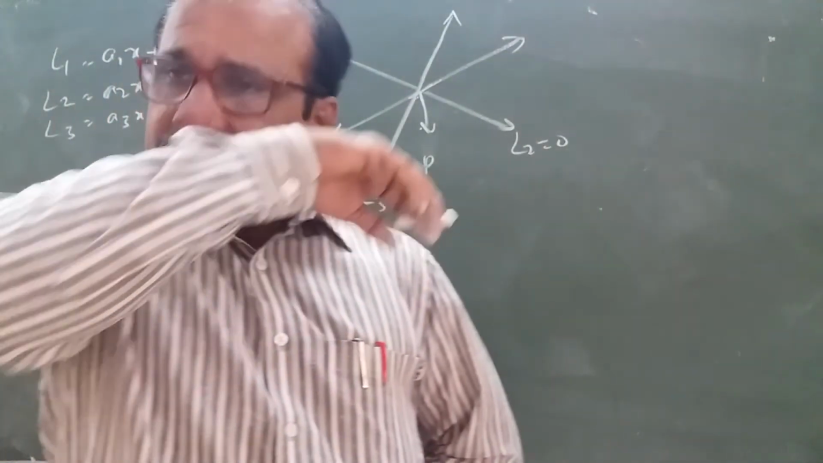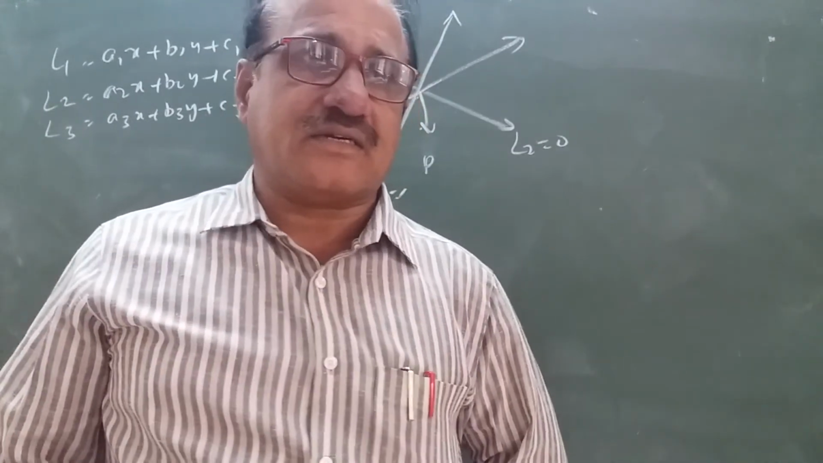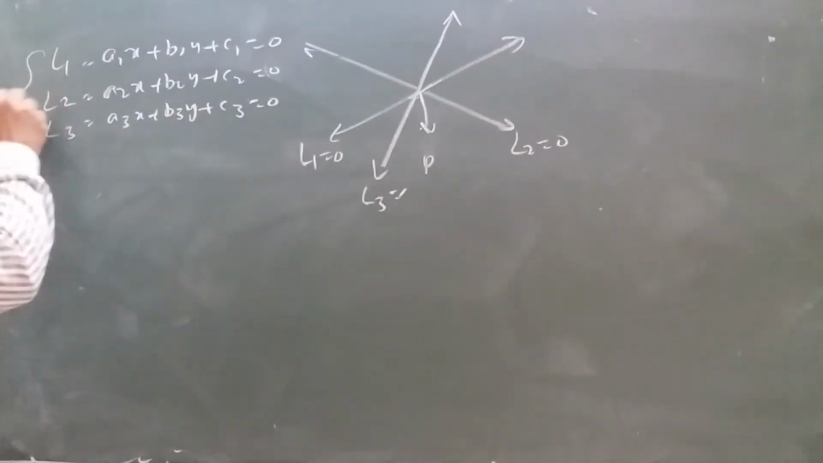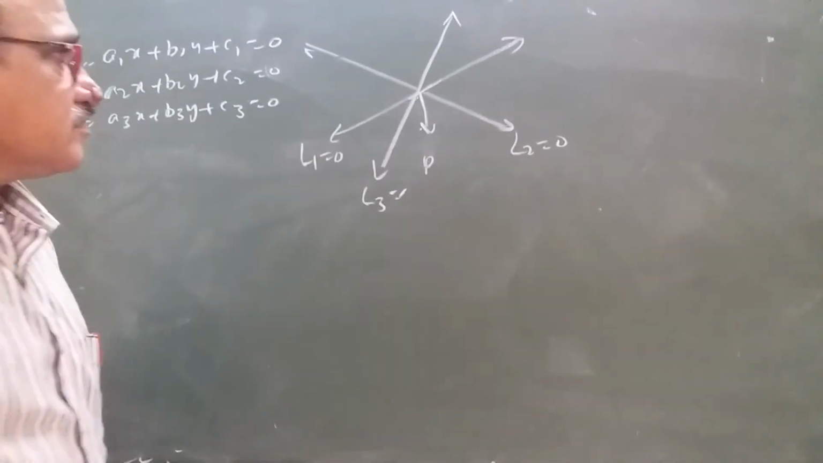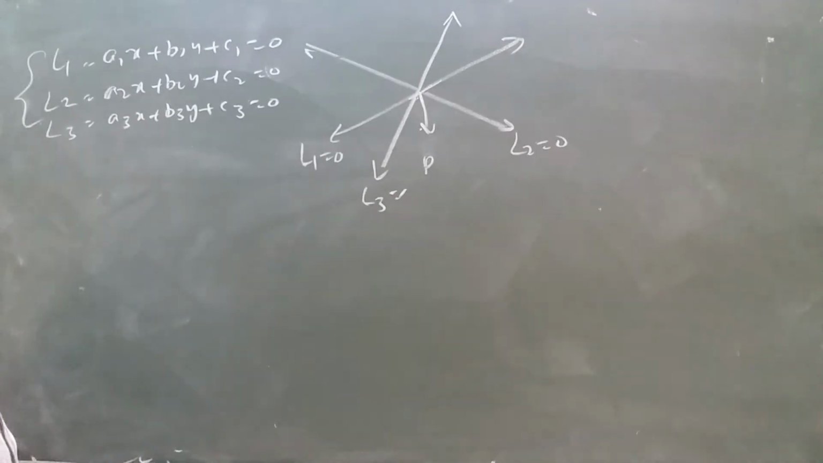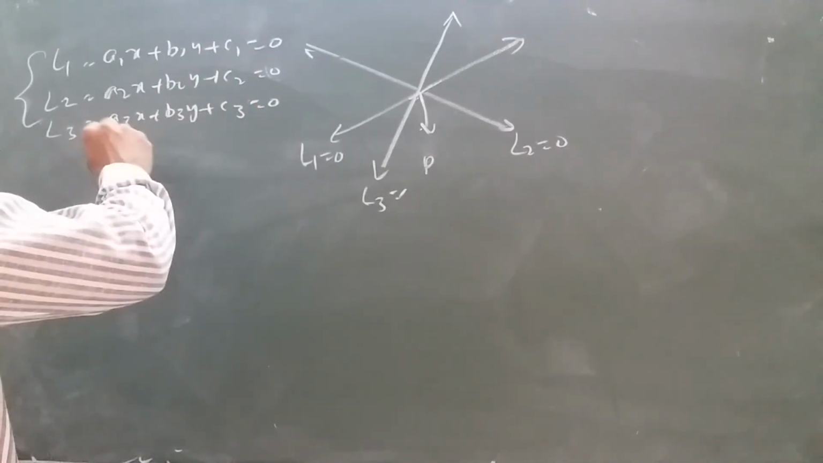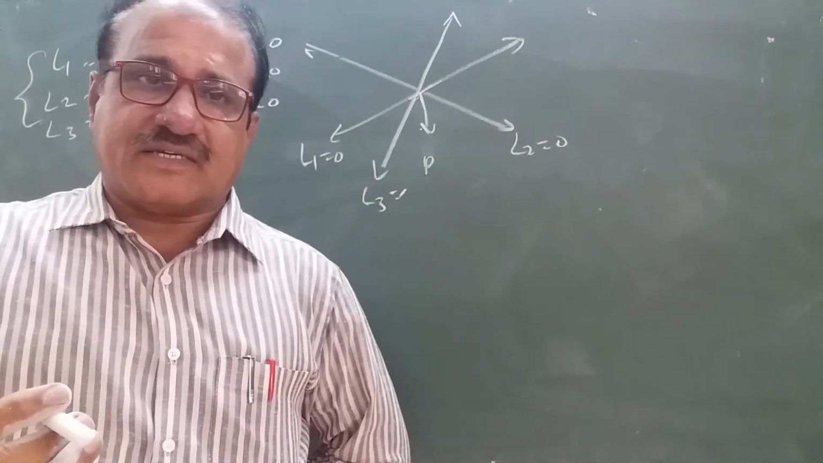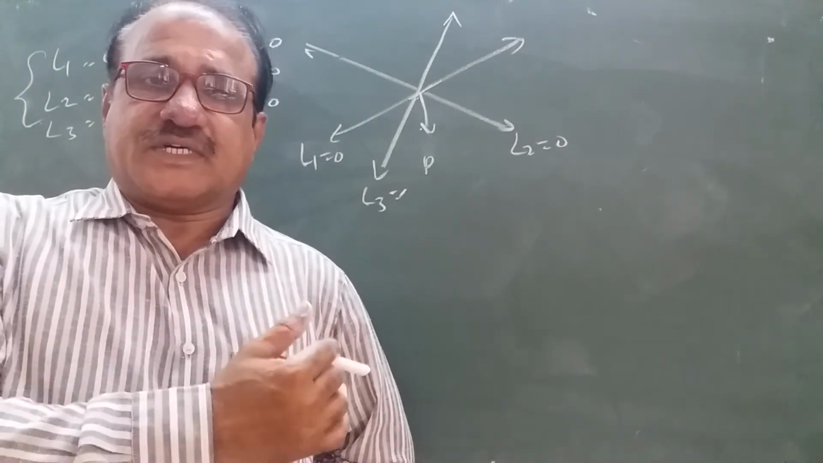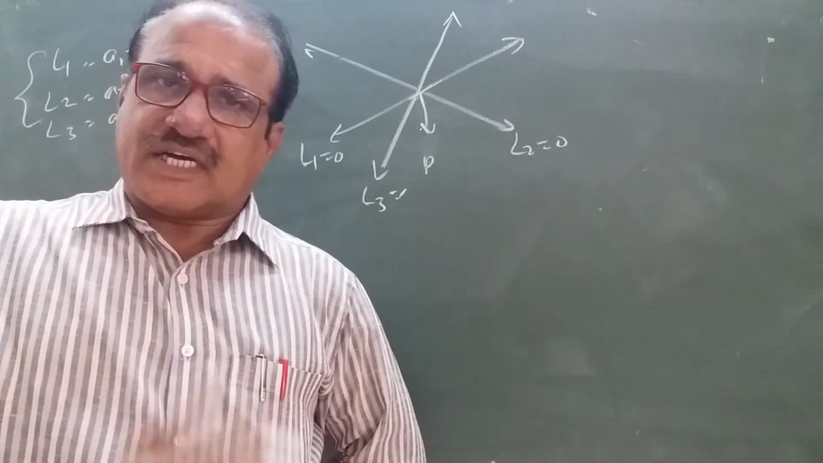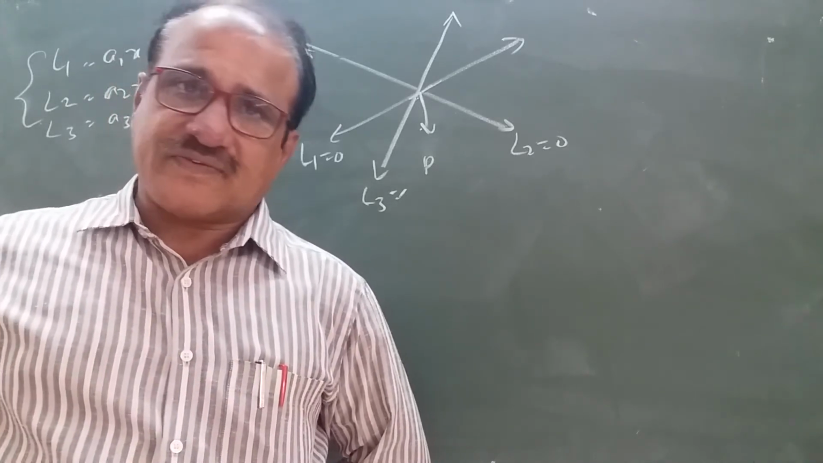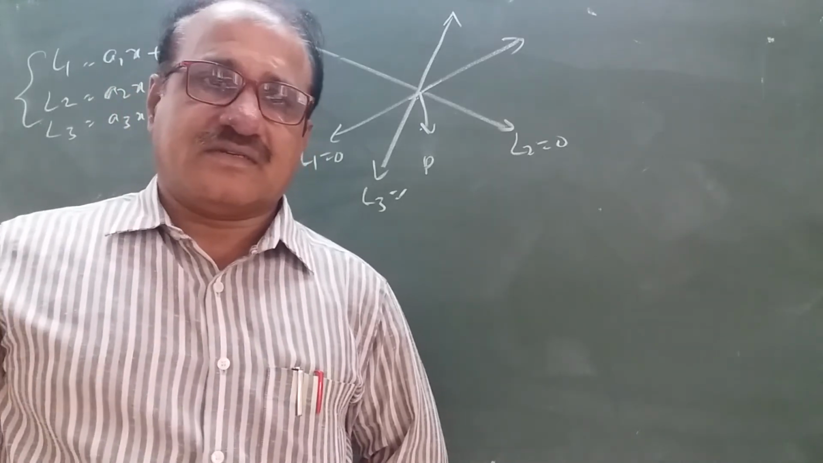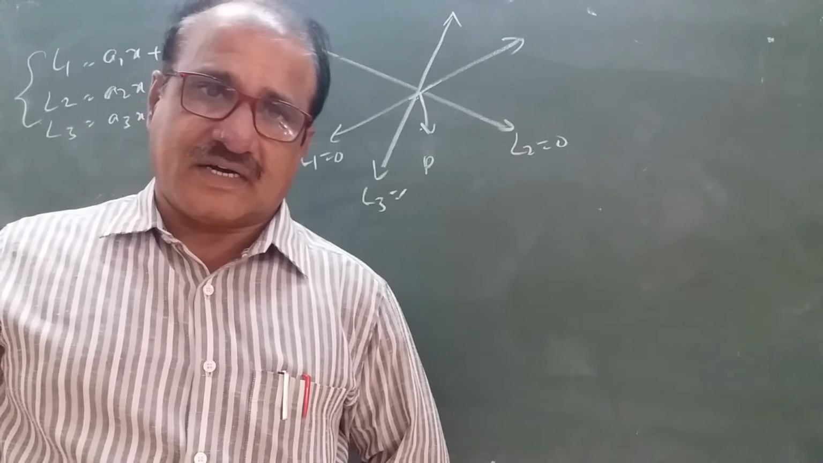Is there any condition to find that? There is a condition. By solving the first two equations, you can find the point of intersection. If these three lines are concurrent, the point should lie on L3. By substituting the point of intersection of the first two lines into the third line, it should satisfy the third equation. If it satisfies, these three are concurrent lines. If not, these three are not concurrent lines.